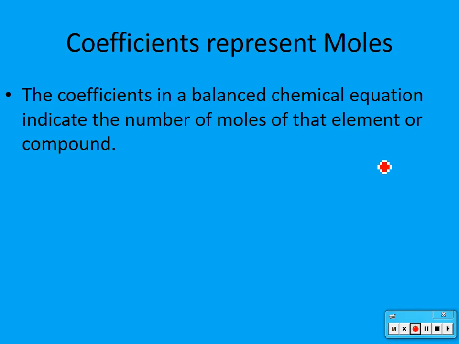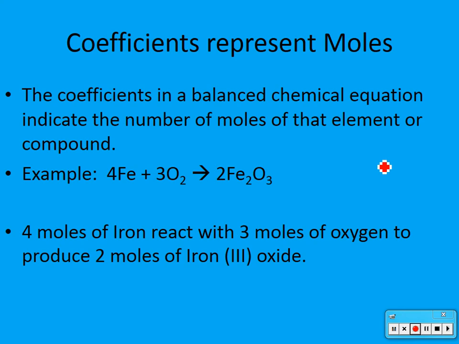Okay, coefficients represent moles. The coefficient in a balanced chemical equation indicates the number of moles of that element or compound. So the coefficients tell us moles. For example, in this example we have 4 moles of iron. That's the coefficient, it's up front. So we got 4 moles of iron reacts with 3 moles of oxygen. The coefficient out front tells you the number of moles. And it makes 2 moles of iron 3 oxide. So that's how you would read that. Just remember that the coefficient out front tells us the number of moles.